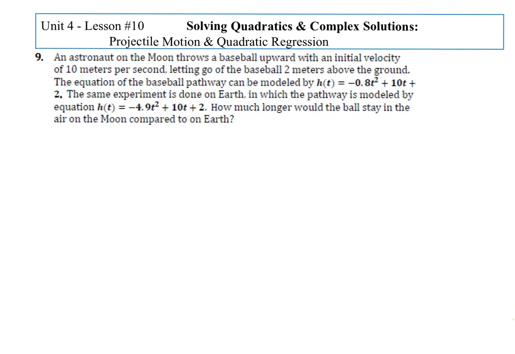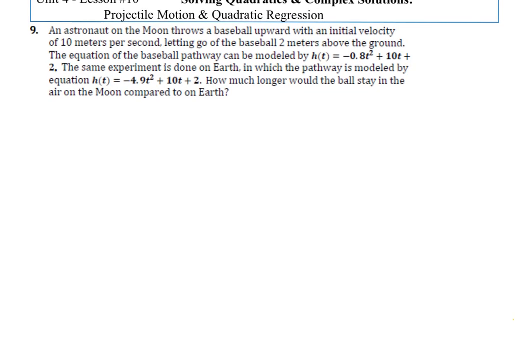Okay, the last one for this lesson. We have an astronaut on the moon who throws a baseball upward with an initial velocity of 10 meters per second, letting go of the baseball 2 meters above the ground. The equation of the baseball's pathway can be modeled by h of t equals negative 0.8 t squared plus 10t plus 2. Now, the same experiment can be done on Earth, in which the pathway is modeled by the equation h of t equals negative 4.9 t squared plus 10t plus 2.